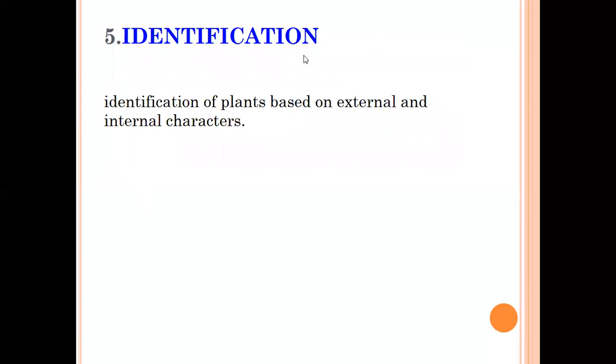And the next one is identification. Identification is the identification of plants based on the external and internal characters.